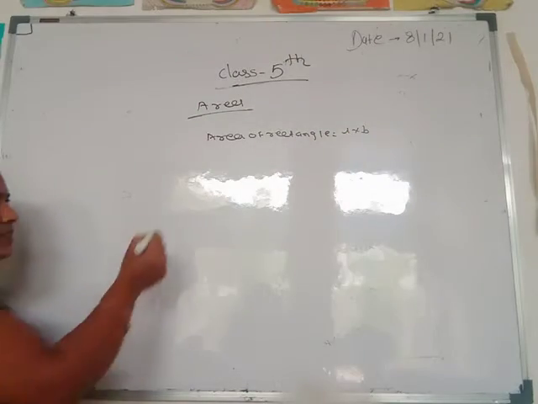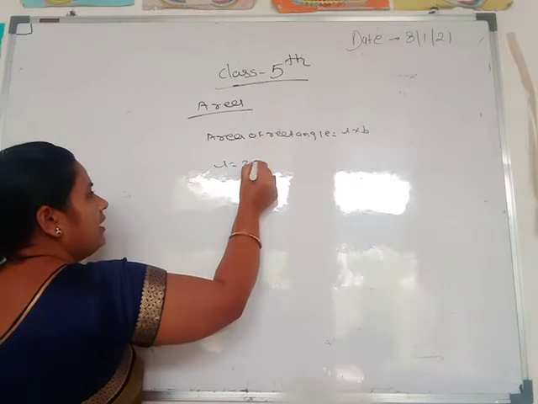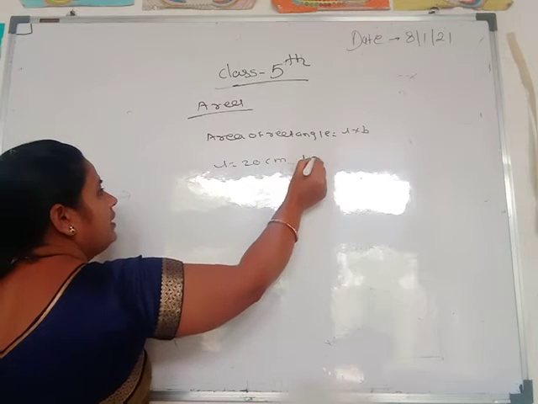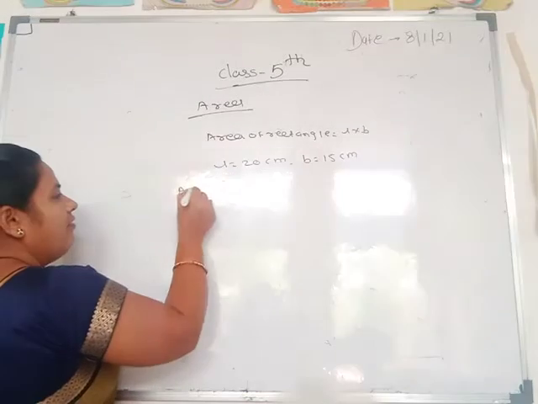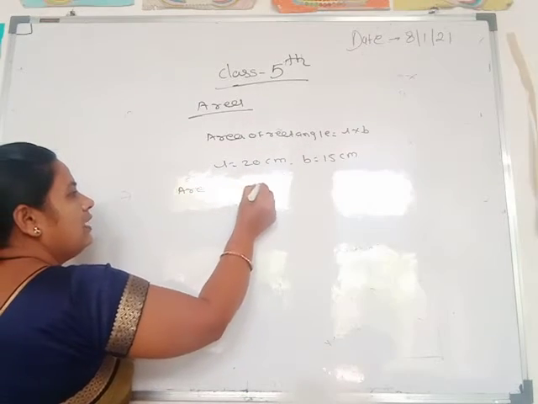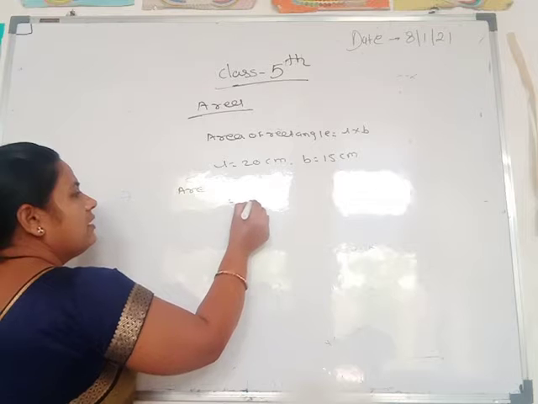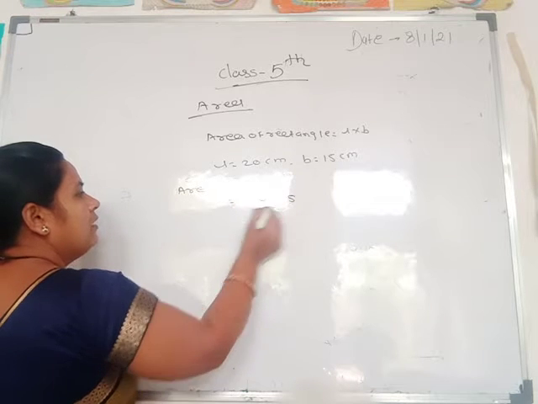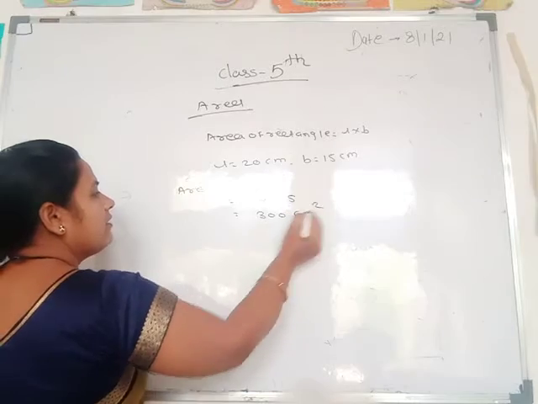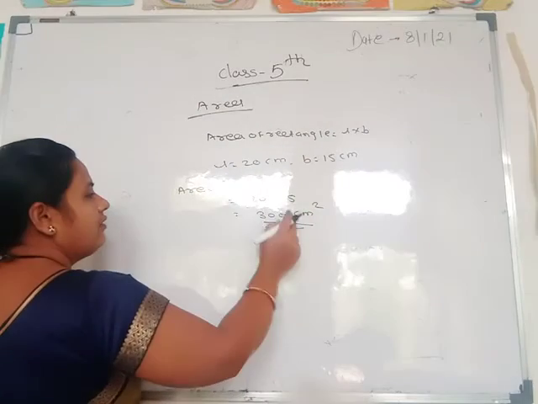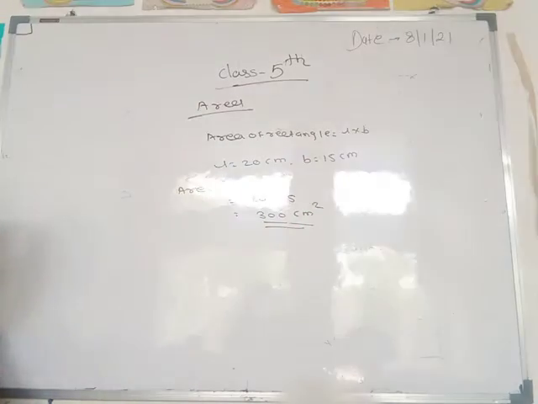Suppose the length is given as 20 centimeter and the breadth is 15 centimeter. Then area of rectangle is equal to L into B, which means 20 into 15, which is 300 centimeter square. Therefore the area is 300 centimeter square.